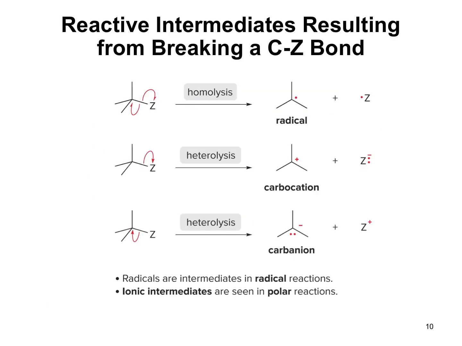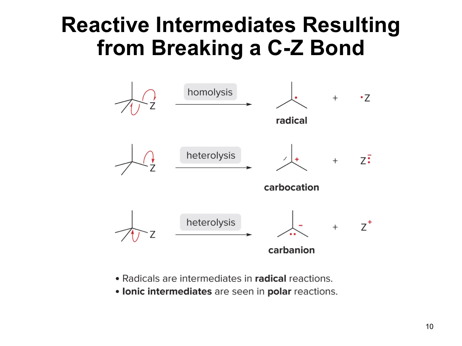Now, homolysis, and as we mentioned, homolysis and heterolysis here are going to generate the 3 most common reactive intermediates in organic chemistry: the radical, the carbocation, and the carbanion. Radicals are intermediates in radical reactions. Most of those are going to pop up in organic too. What we are mostly going to be interested in are these ionic intermediates that are seen in polar reactions.